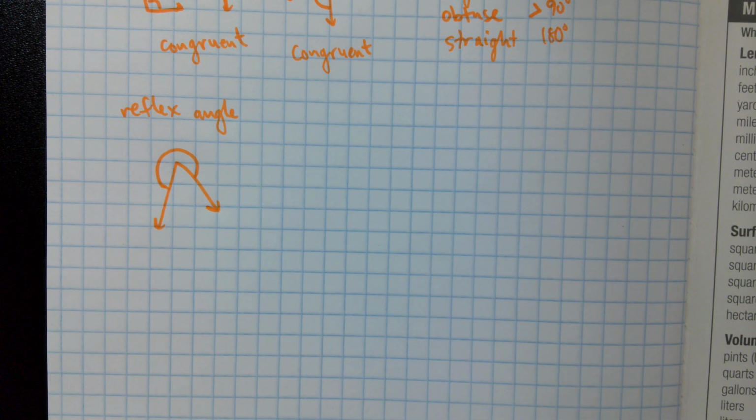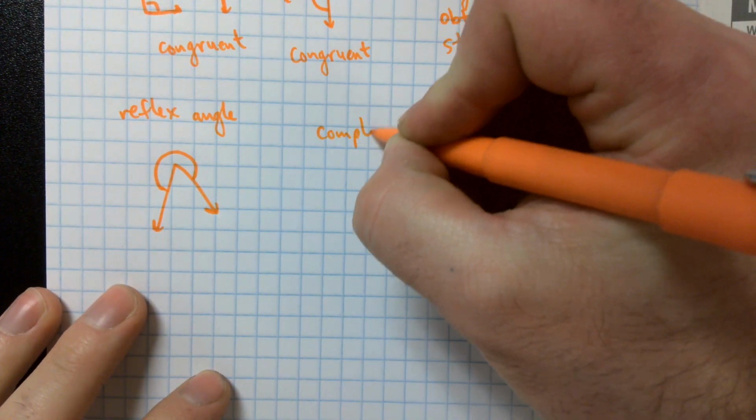Ava? Complementary. What do you remember? Don't worry about all this. What do you remember? Complementary angles. What are complementary angles? I don't remember. Good.